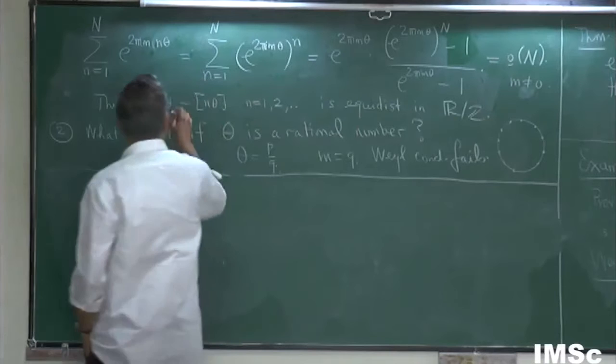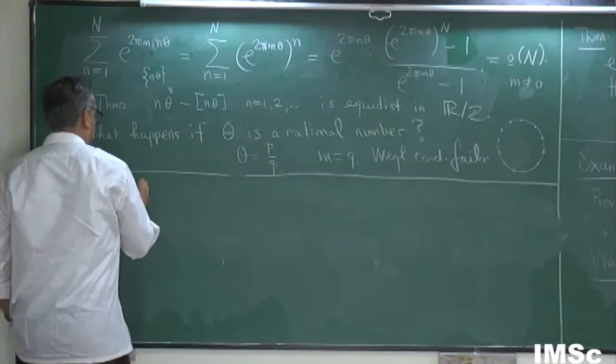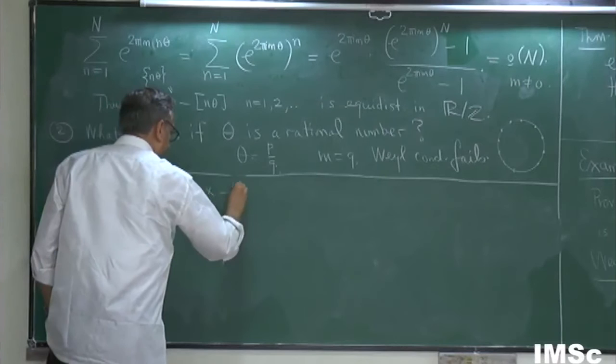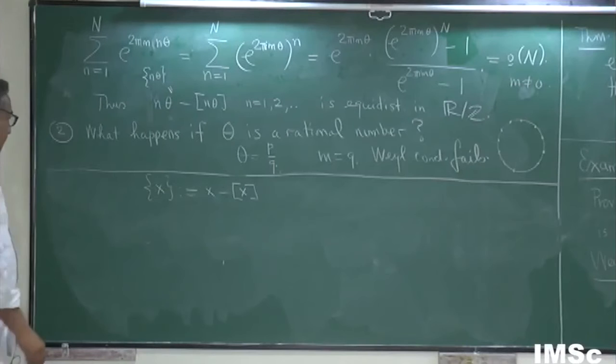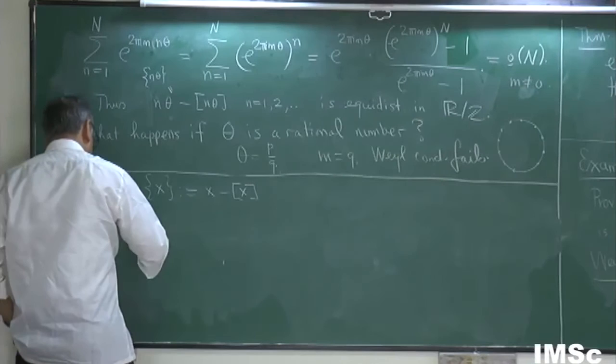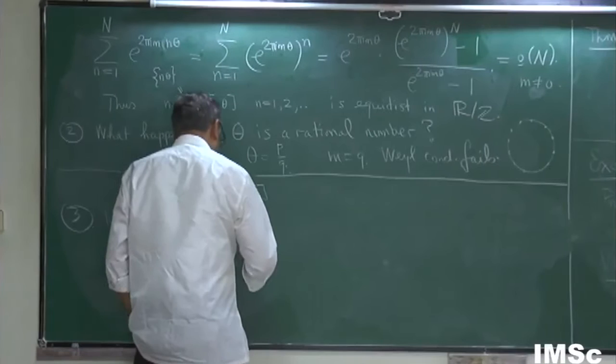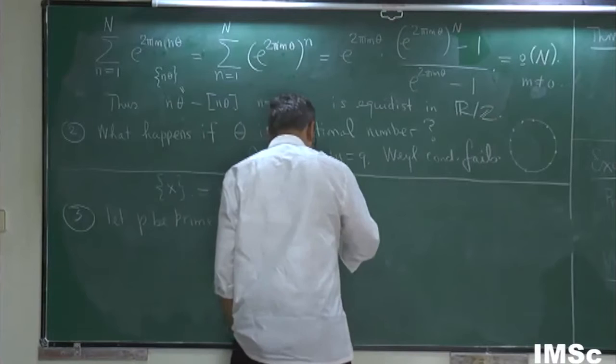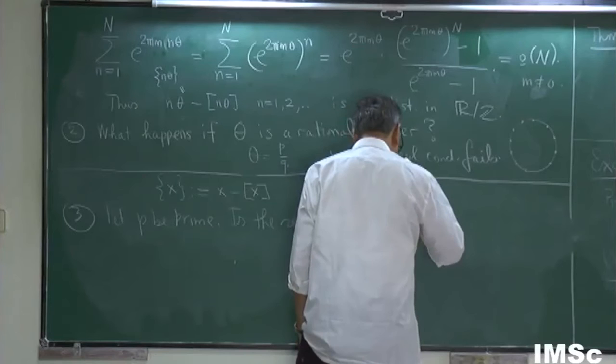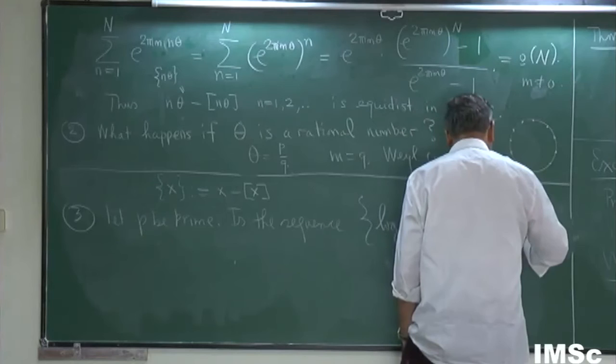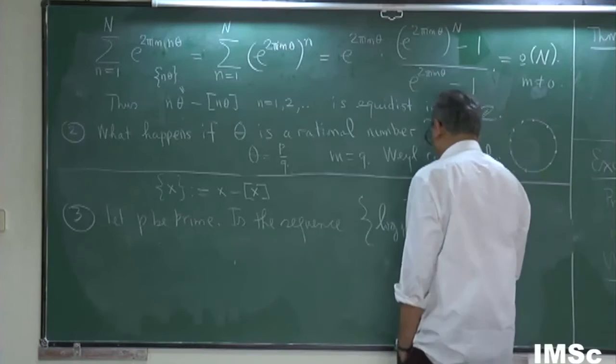Okay, let me just change the question a bit. So by the way, this is the fractional part, right? The fractional part of x is by definition x minus the greatest integer. This is the usual. So let me ask you, let p be prime. Is the sequence, fractional part of log p, as p varies, equidistributed?